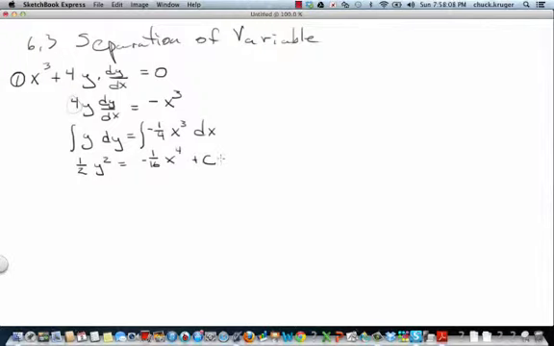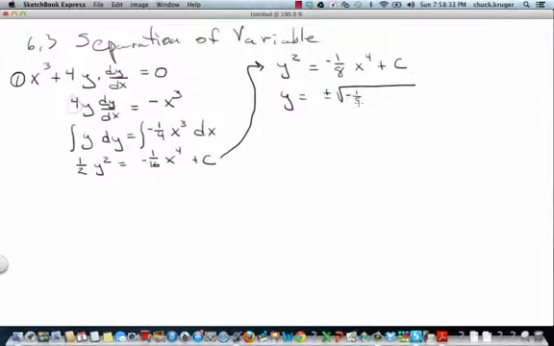Alright, if I would continue with this and just get this in a general form, what I would do now is multiply everything by 2 and get y squared is equal to a negative 1/8 x to the 4th plus c, and then I would take the square root and I get y equals plus or minus the square root of a negative 1/8 x to the 4th plus c, and this would be my general solution. Solution, let's spell that correctly.